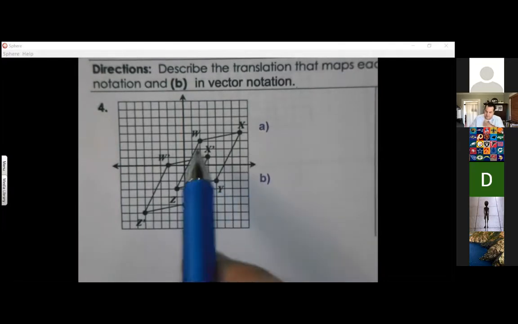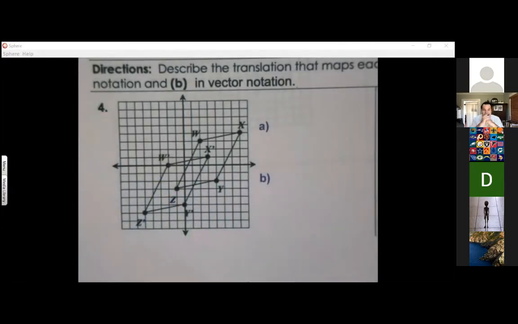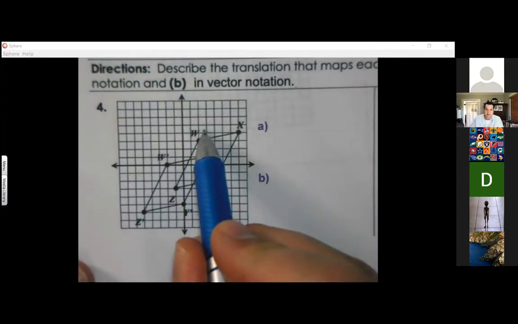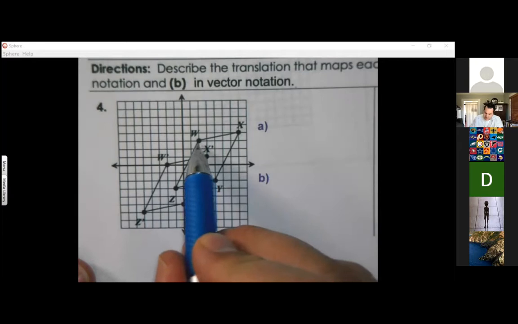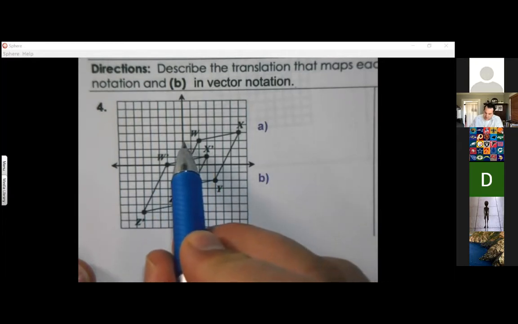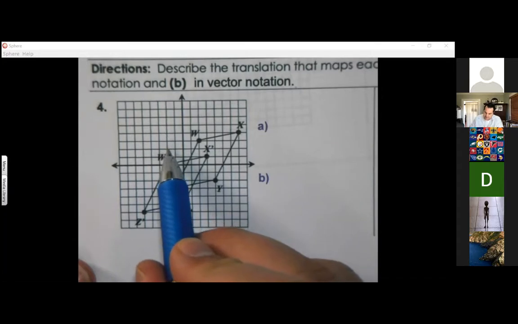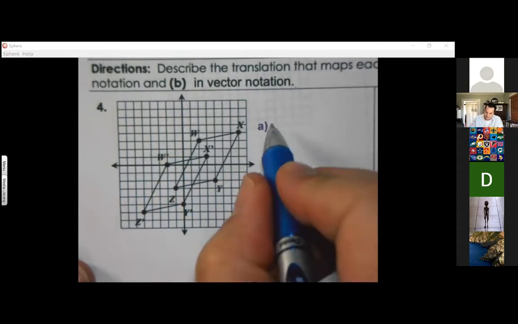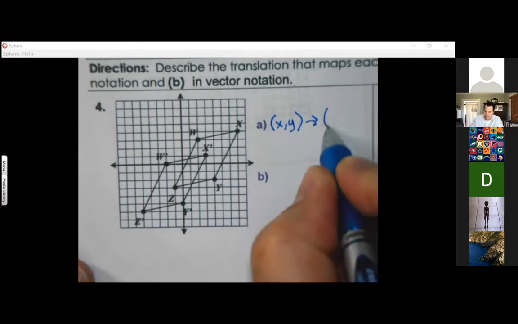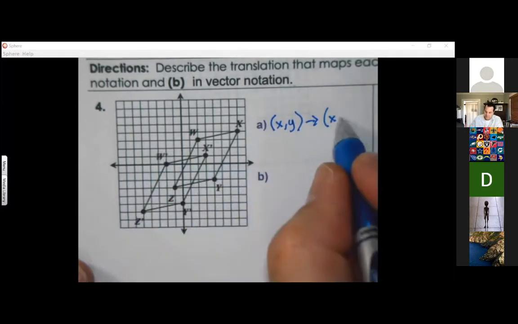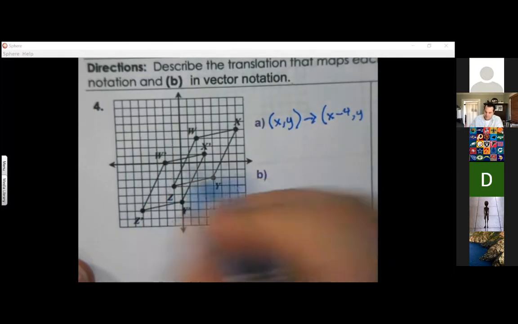In other words, am I going left and down, or am I going up and right? Left and down. Good, because the original ones don't have the prime marks on them, right? The ones with a prime means it's a copy. So I want to take from W to W prime. I go over 1, 2, 3, 4 on the X, 1, 2, 3 down on the Y. So if I started with X, Y, little arrow, and then it goes X minus 4, Y minus 3.